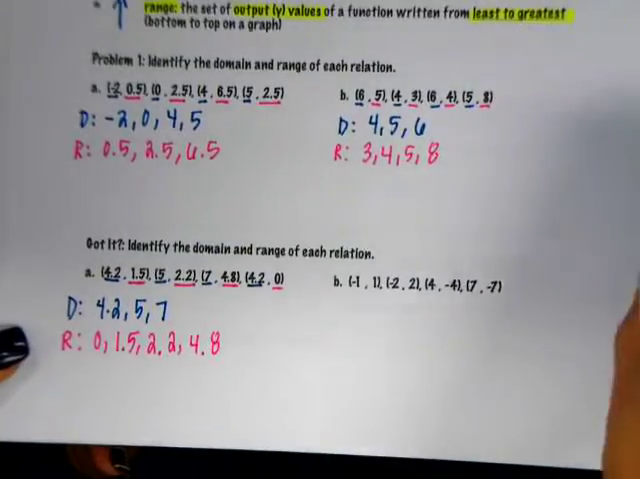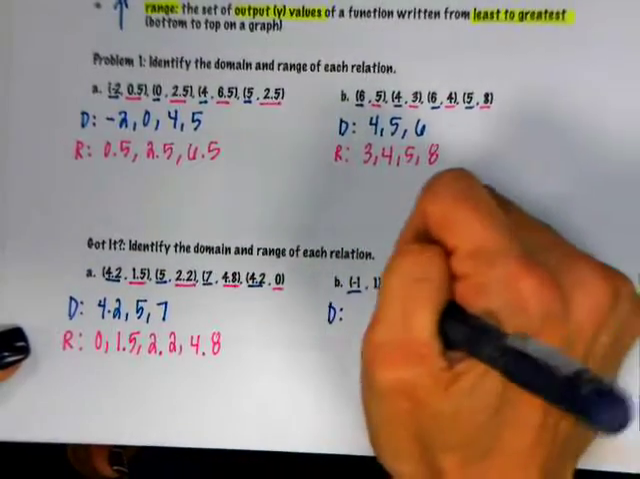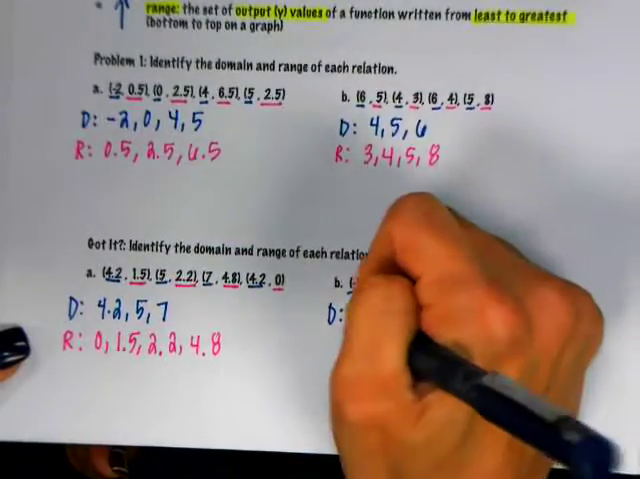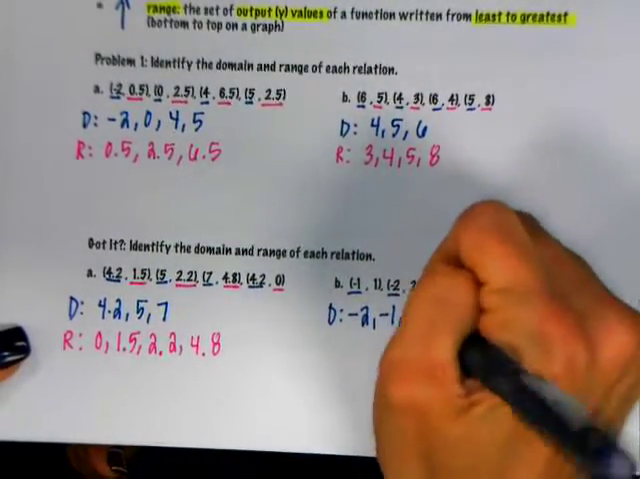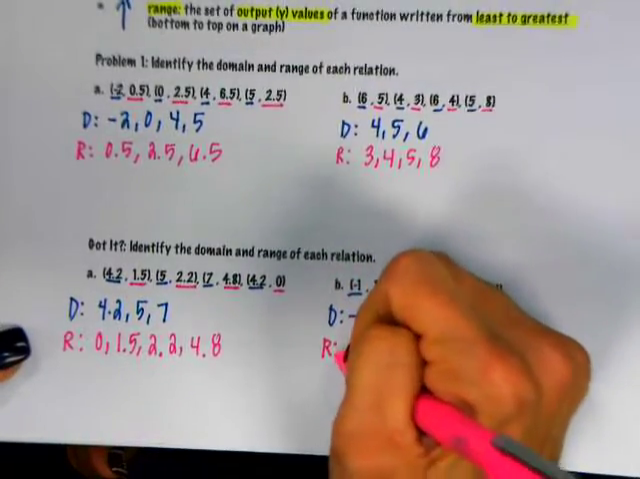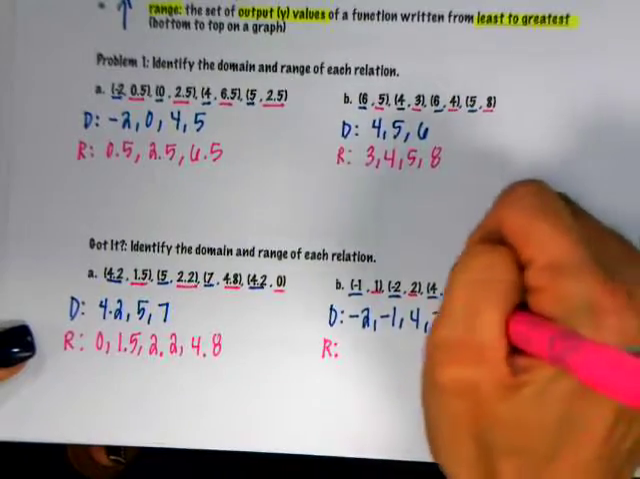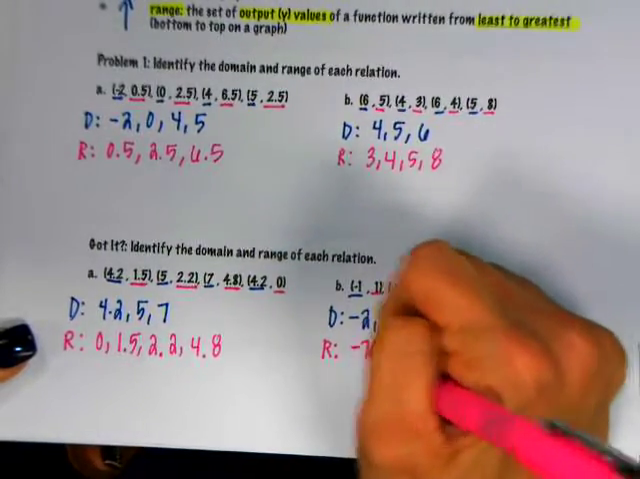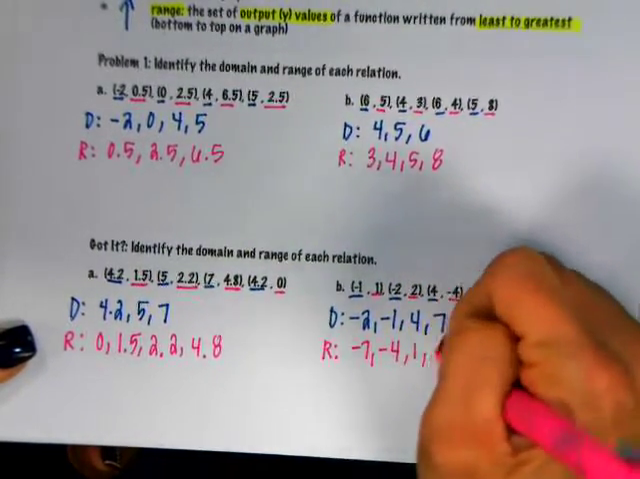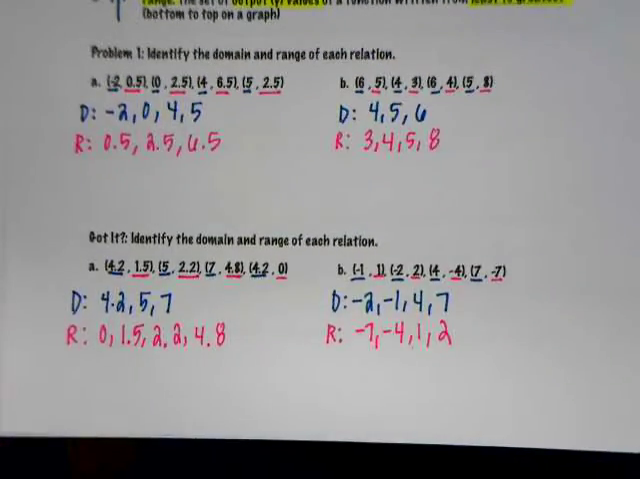Yep. Right, B, domain, -1, -2, 4, 7. So you'll have -2, -1, 4, 7. Yep. And then 1, 2, -4, -7. So you'll do -7, -4, 1, 2. Make sense? Okay.